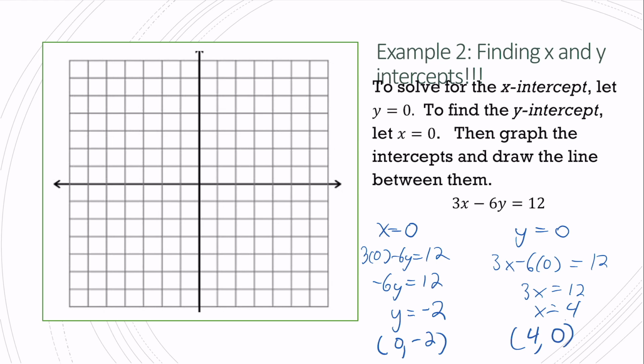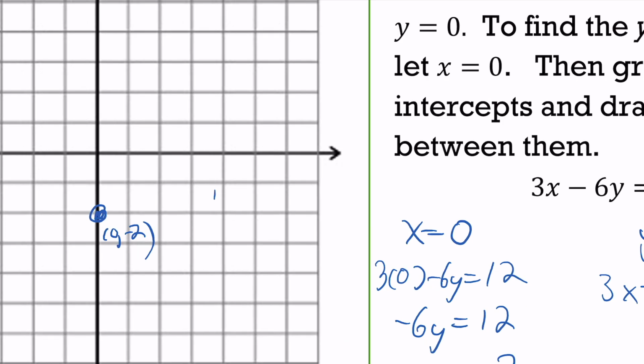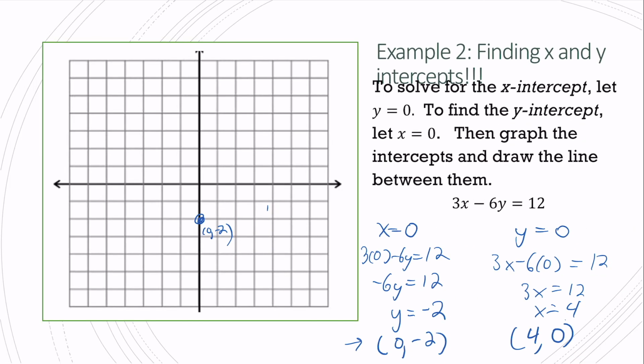So let's graph these. Here I have when x is 0, y is negative 2, and I'm labeling them. And then I have when x is 4. Let me zoom back out. 1, 2, 3, 4. y is 0. So these would be my two points that I can draw between in order to graph our solution set.